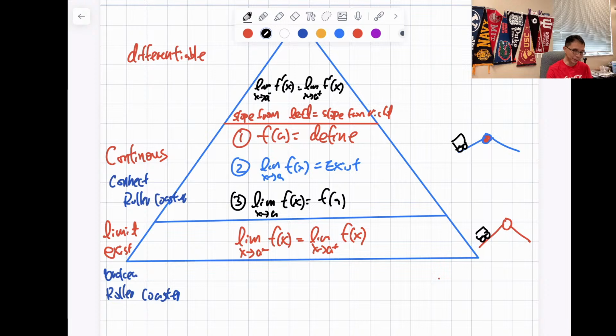What would that roller coaster look like? Hopefully it looks something like this, right? At any part of this graph, the slope from left to right matches. So for example, if I draw a tangent here, and a tangent here, they are completely smooth. It's very smooth. Really, really smooth.